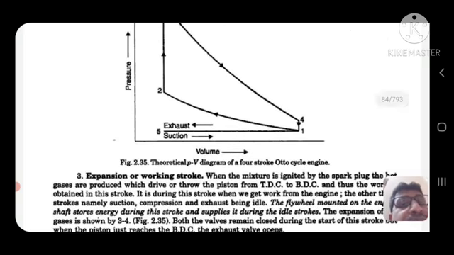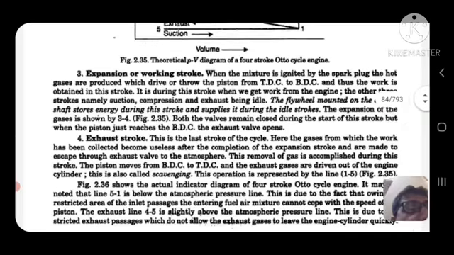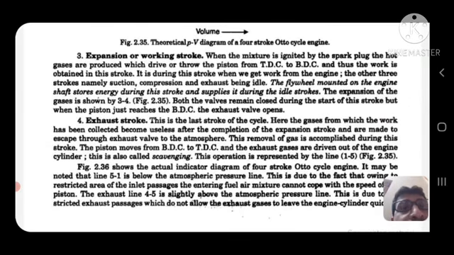That is the diagram of pressure and volume. Expansion or working stroke. When the mixture is ignited by the spark plug, the gases are produced which drive the piston from TDC to BDC, top dead center to bottom dead center. Thus the work is obtained in this stroke. It is during this stroke when we get work from the engine.